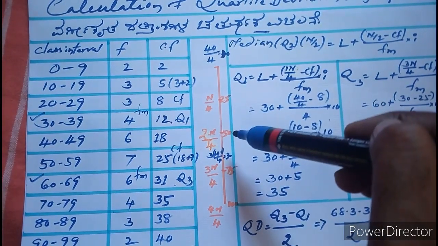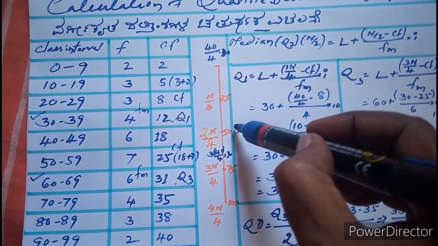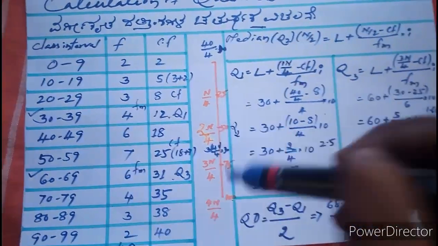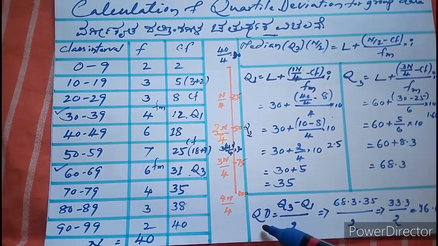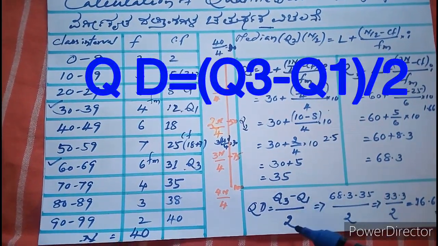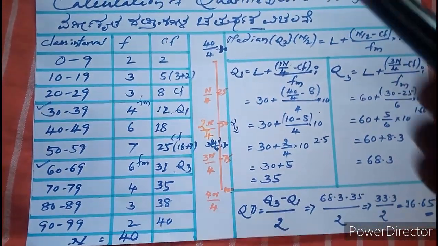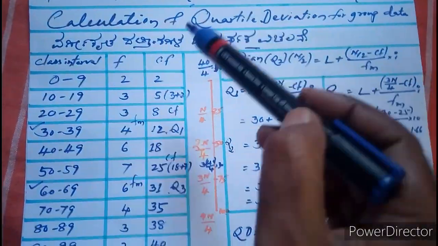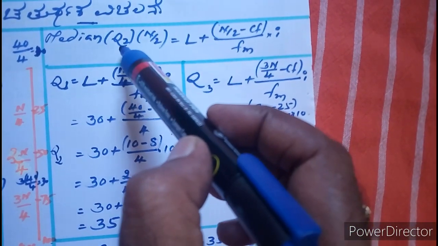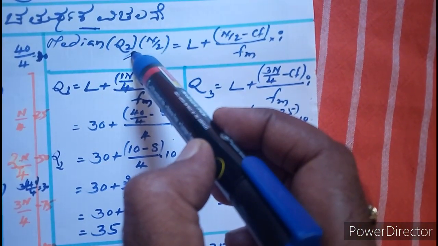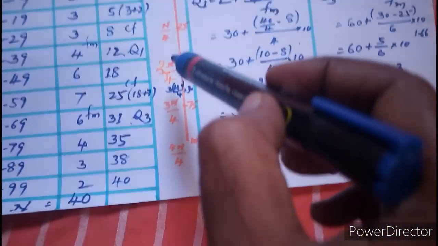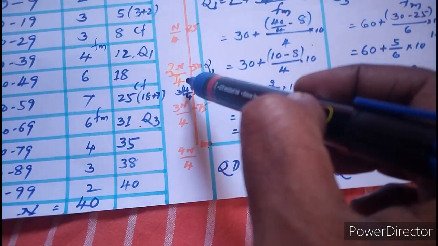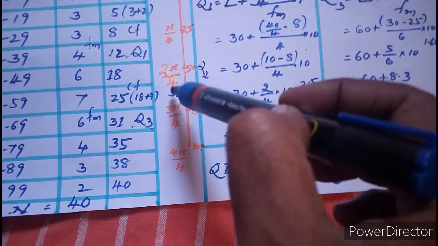That is similar to that of the median, that is Q2. Then how to find the quartile deviation? Quartile deviation is equal to Q3 minus Q1 divided by 2. This is the formula to find the quartile deviation. In median, you know how to find the median. That is the second part or the middle part, that is n by 2.